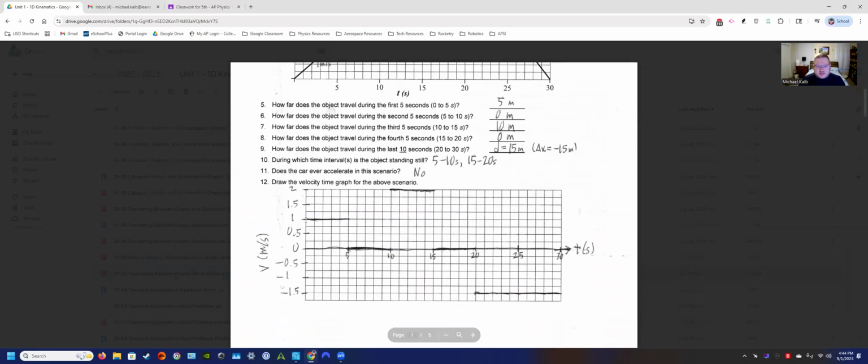First, it's a constant velocity of 1 meter per second for 5 seconds, then 0 meters per second for 5 seconds, then 2 meters per second for 5 seconds, then 0 meters per second for 5 seconds, then negative 1.5 meters per second for 10 seconds.